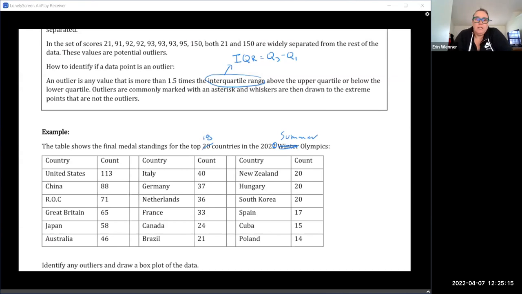But so the United States, our total medal count was 113 medals. China had 88. ROC is the Russian Olympic Committee. They had 71. Great Britain, blah, blah, blah, all the way down to Poland, who had 14.